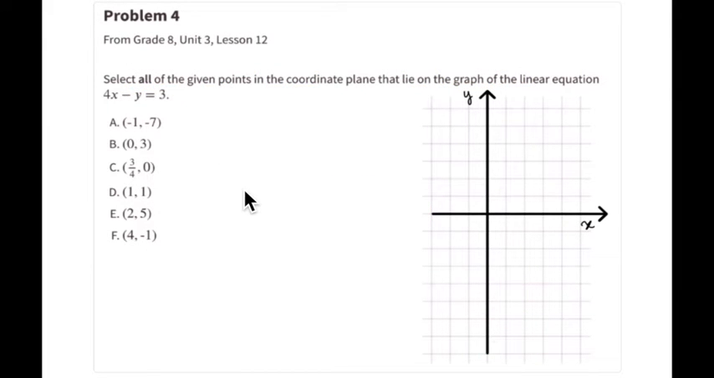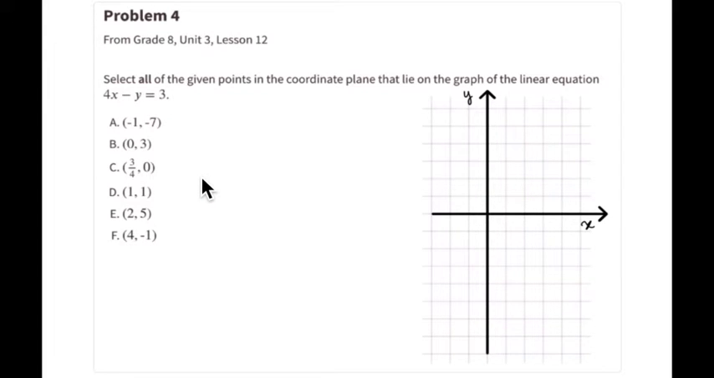This is problem number 4. And you're given an equation, you're asked which of these points, there are 6 points here, which of these points lie on a line that is a graph of this equation. In other words, which of these points are solutions to this equation.